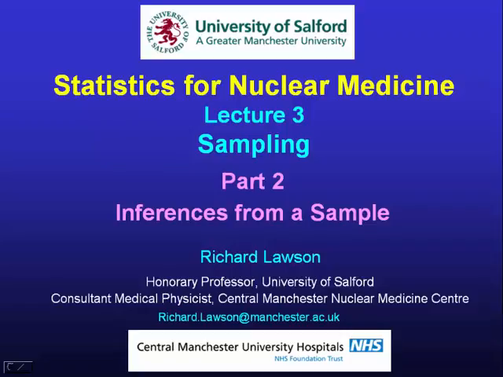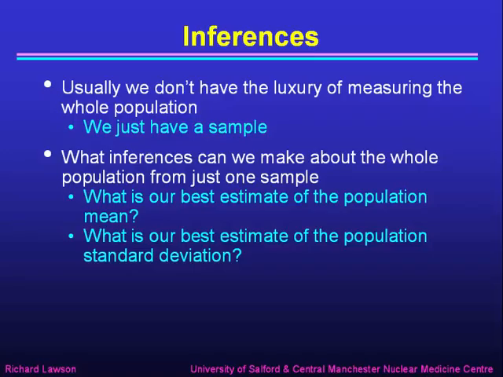This is the second part of my lecture on sampling, in which I'm going to talk about how we can make inferences from measurements of a sample. As we said in the previous part of this lecture, usually we don't have the luxury of measuring the whole population, we just have a small sample to deal with. So now we want to think about what inferences we can make about the whole population from just one sample. In particular, we want to think what is our best estimate of the population mean based on our sample, and what is our best estimate of the population standard deviation based on our sample.